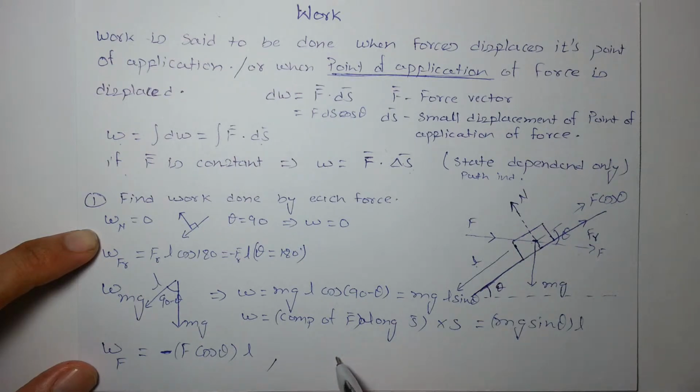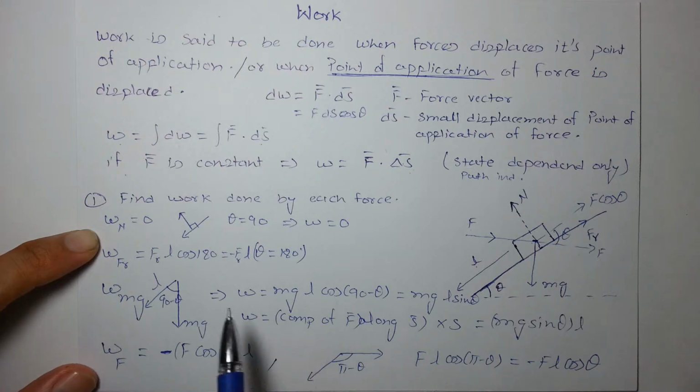We can also say that this is force, this is displacement. The angle between them is pi minus theta. So according to the definition, F into L into cos of pi minus theta, we get work as minus FL cos theta. Okay, so now we have two definitions: F s cos theta, or component of force along displacement into displacement. There's an interesting thing, we can take the component of displacement along force, but these two approaches are quite same.